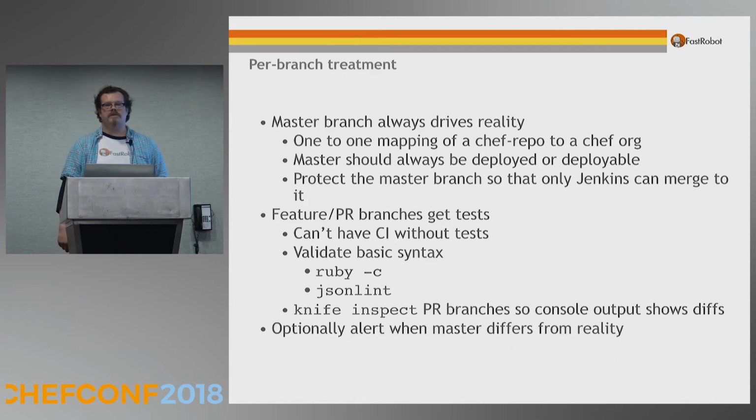Since you feel that master is always deployed or deployable, there's nothing stopping you from having that extra belt and suspender check of a separate external process that looks at the master branch of the repo and runs essentially knife inspect against what's on the chef server. If you see that change, then you know someone has gotten a knife and has uploaded policy to your server, and you need to find and stop them. But that's a worthy thing to alert on in my mind.